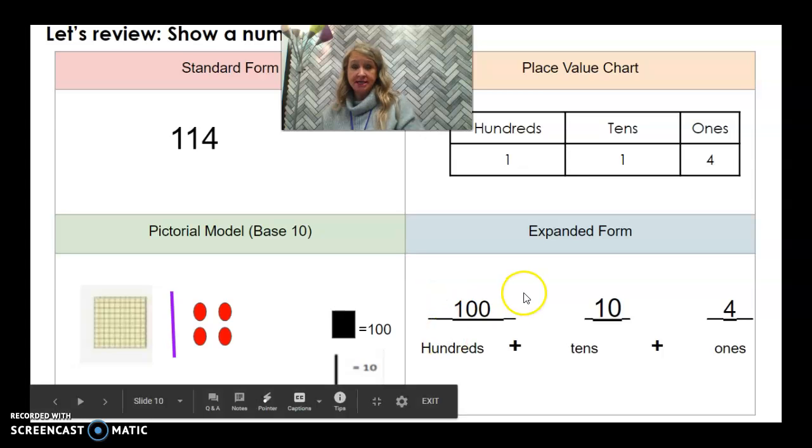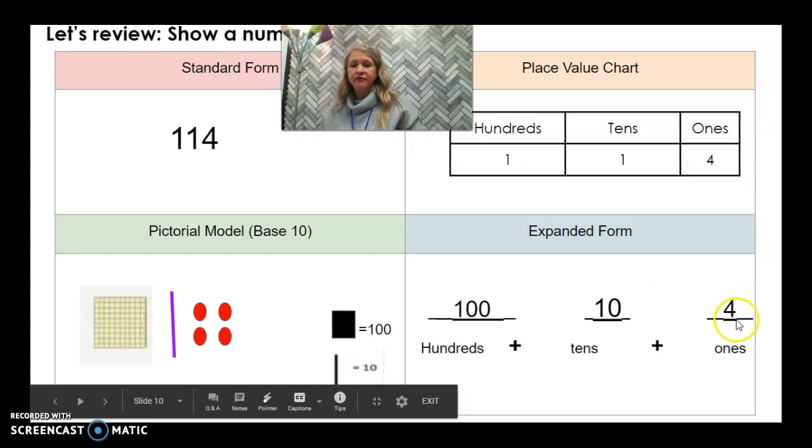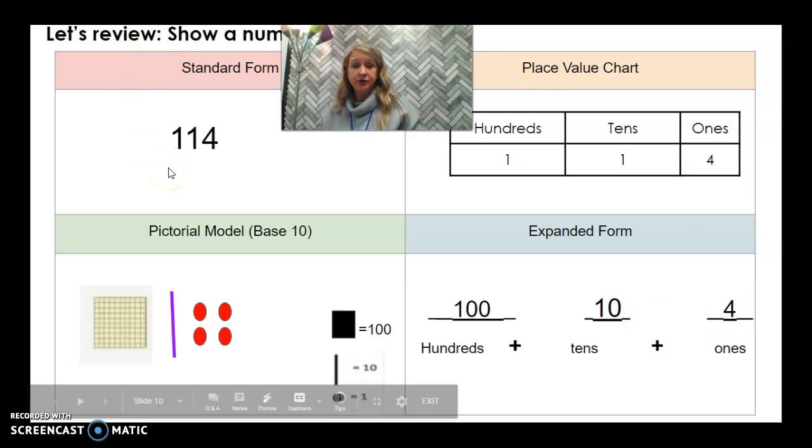Now, how much is that? Well, for 100, we're going to count by hundreds. Ready? 100. 100 is 100. What about 10? It's worth 10. How much are 4 1s? Well, let's count it by ones. Ready? 1, 2, 3, 4. 100 plus 10 plus 4 is another way to write the number 114.